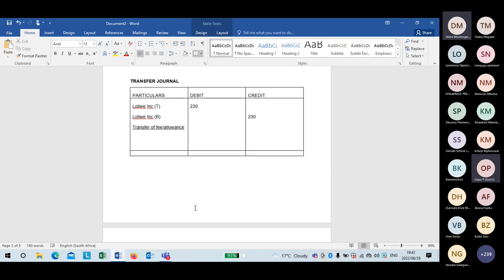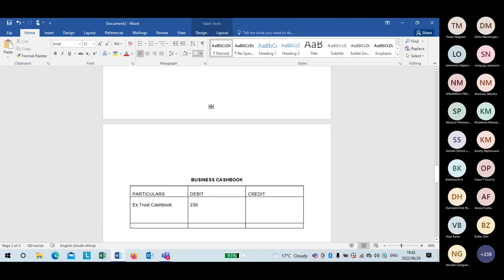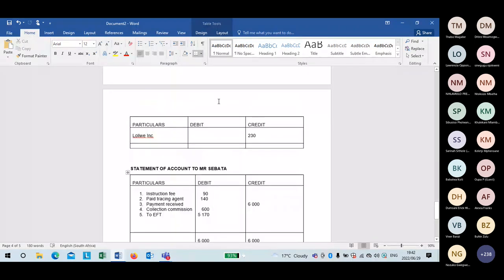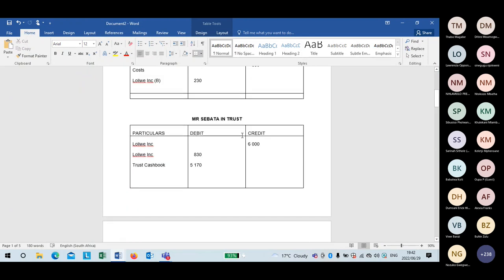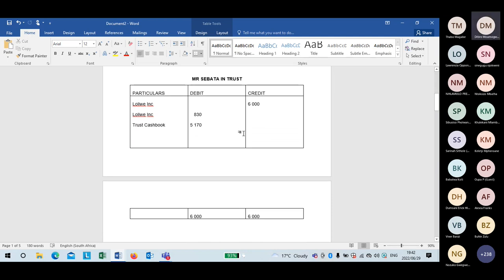Sir, can you go to Mr. Sibata's trust account? Mr. Sibata's account in trust, yes. You were explaining, how did you get the 5170?